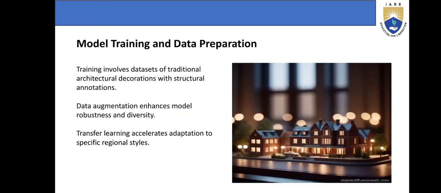Model training and data preparation. Training involves data sets of traditional architectural decorations with structural annotations. Data augmentation enhances model robustness and diversity. Transfer learning accelerates adaptation to specific regional styles.